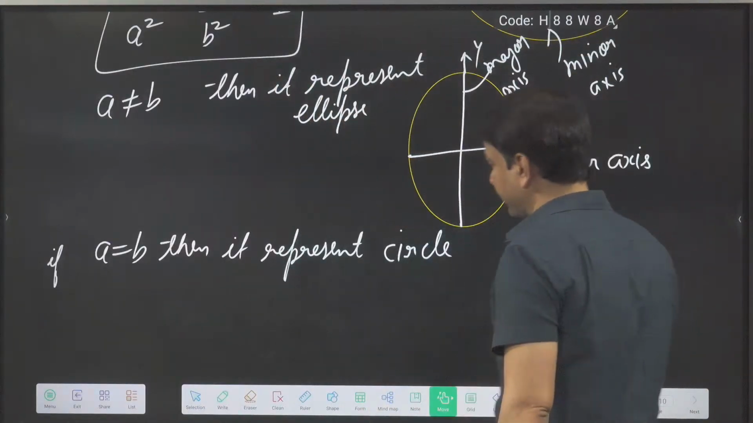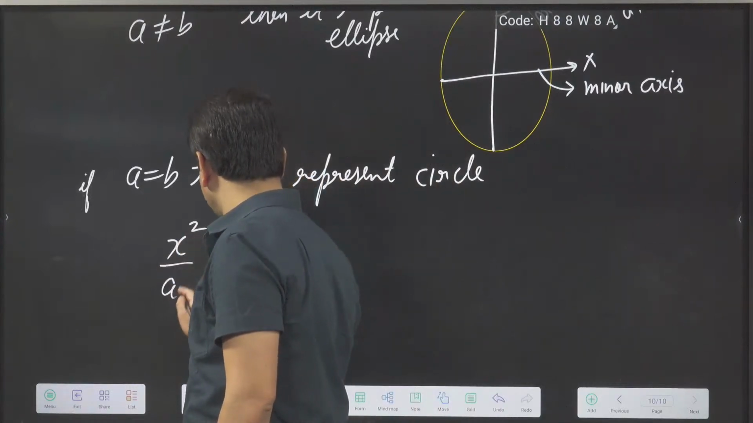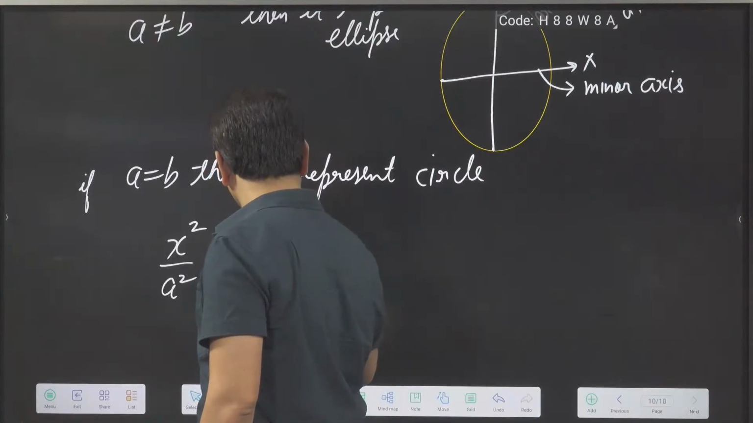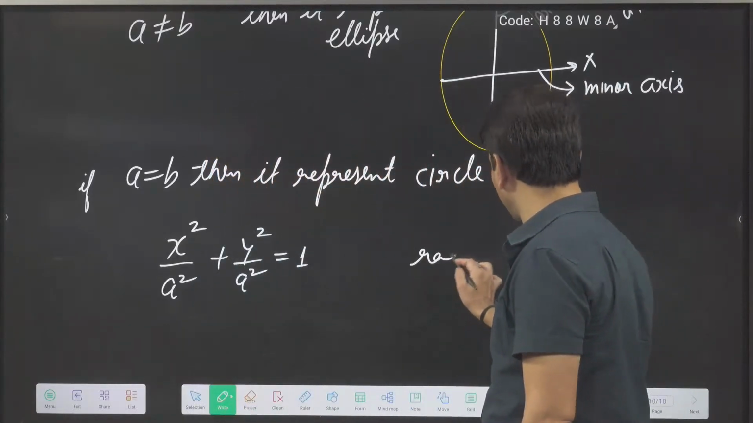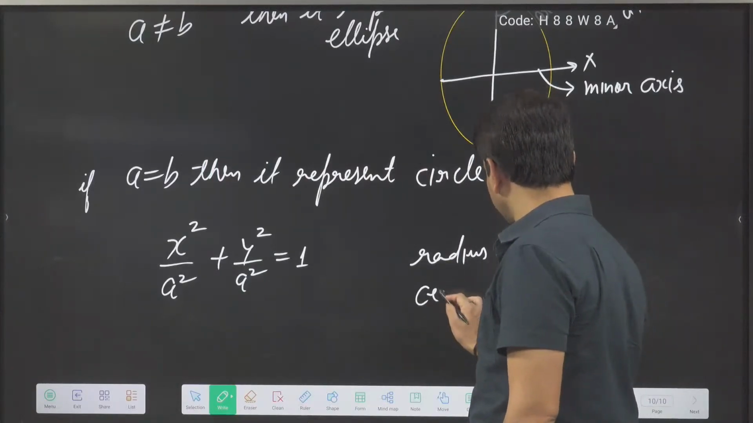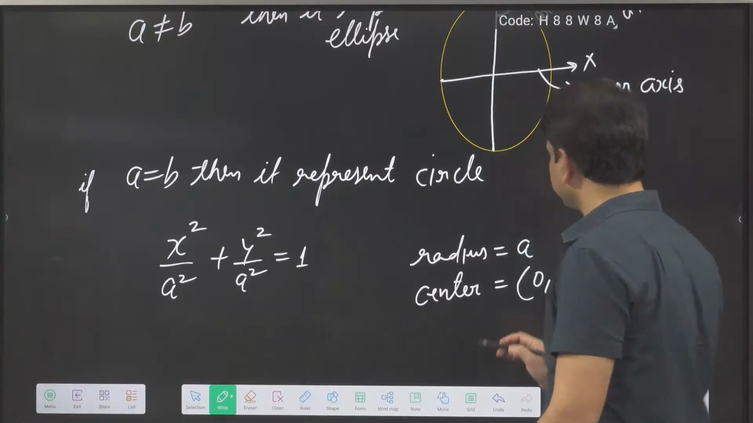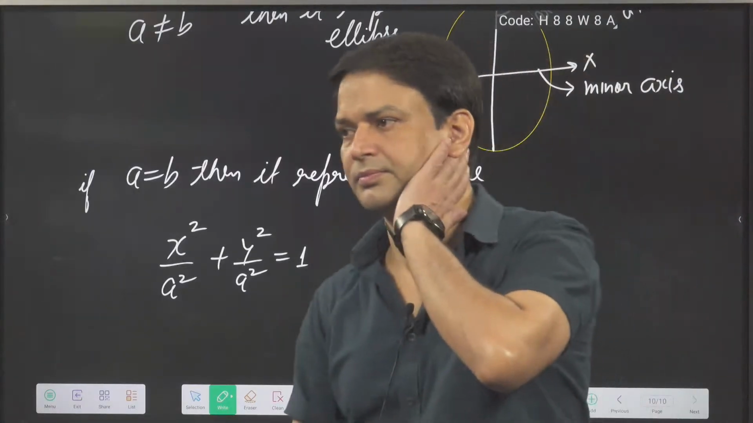Suppose I am writing x square by a square plus y square by a square is equal to 1. Then it is a circle, and what will its radius be? Radius is equal to a and the center is 0, 0.